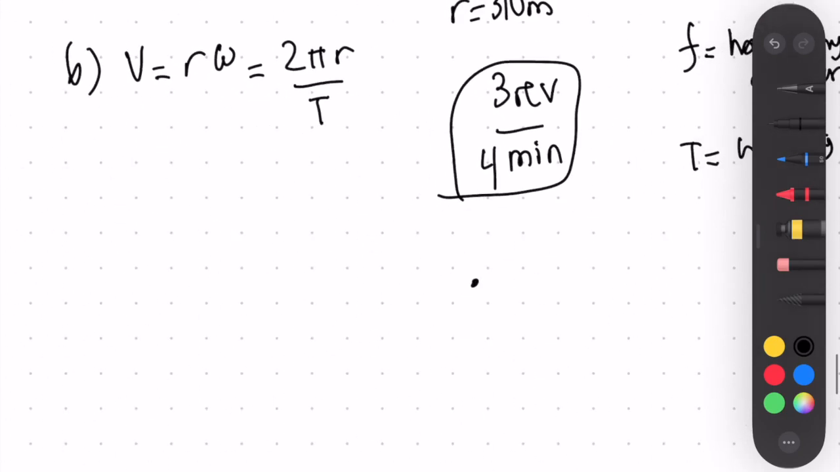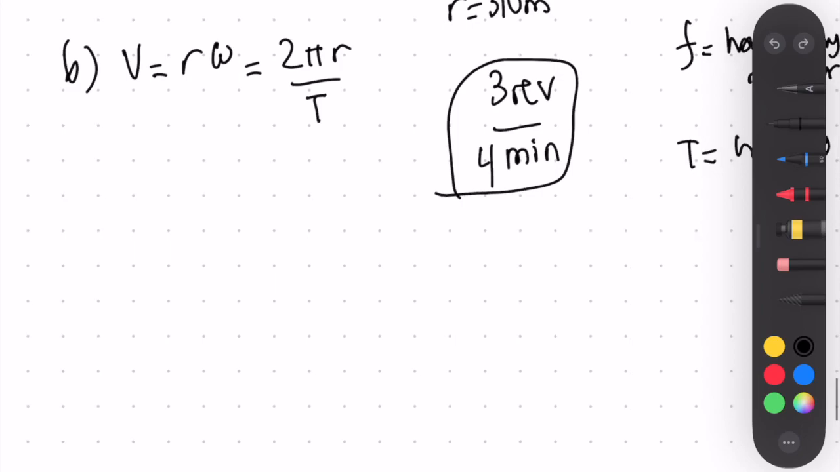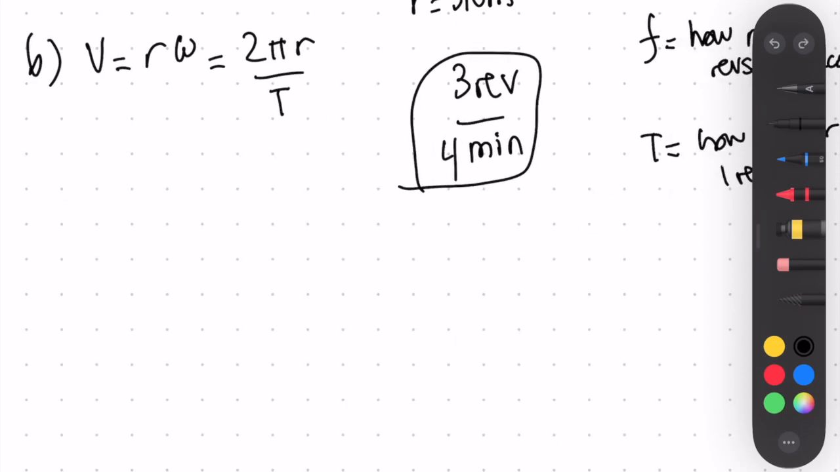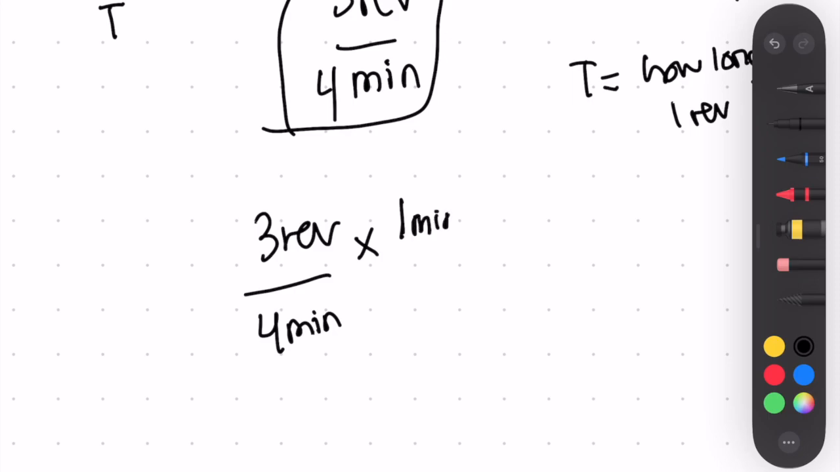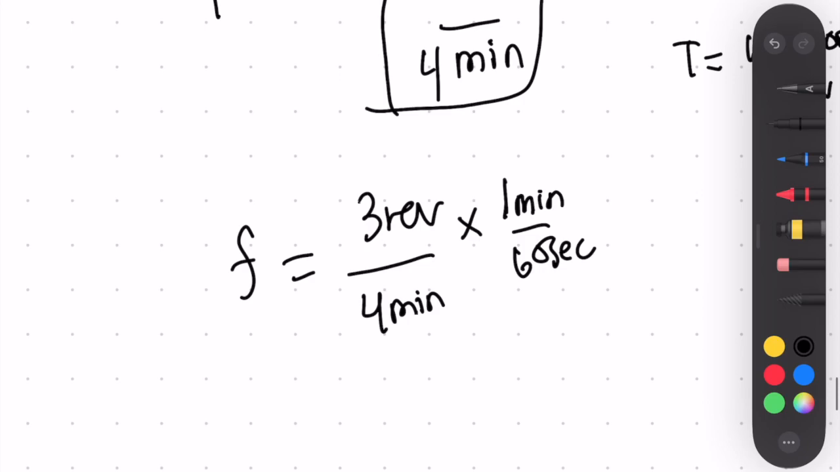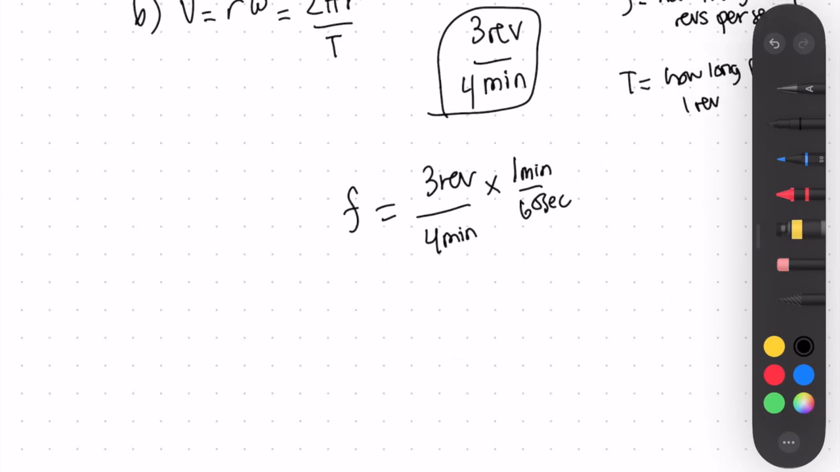And so if we figure this out, this gives us our frequency. Well, I don't want to do it in minutes. I have to convert things from minutes to seconds, because that's the SI unit for frequency. So 3 revs for 4 minutes, where 1 minute is 60 seconds. If I figure that out, that gives me my frequency, and my frequency, if I look at my equation sheet, is equal to 1 over my period.